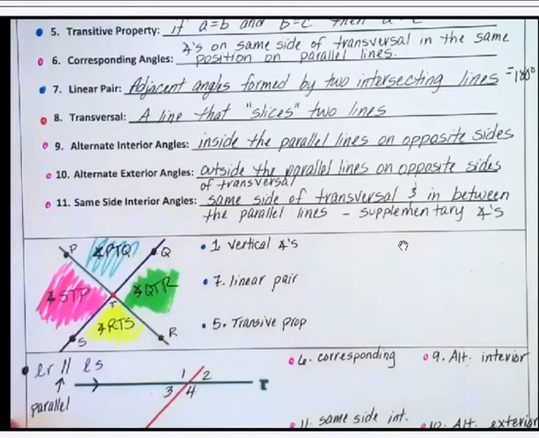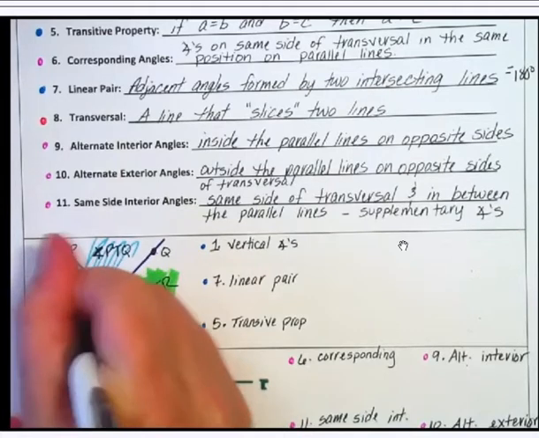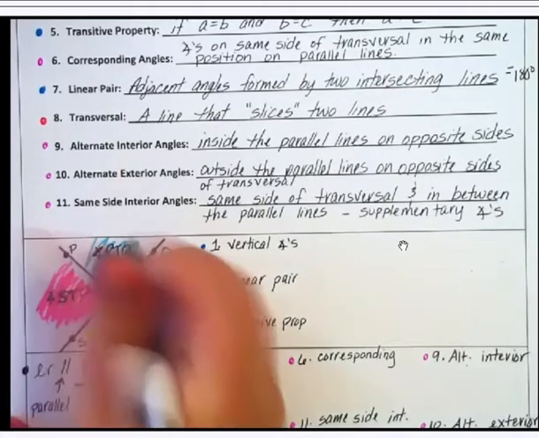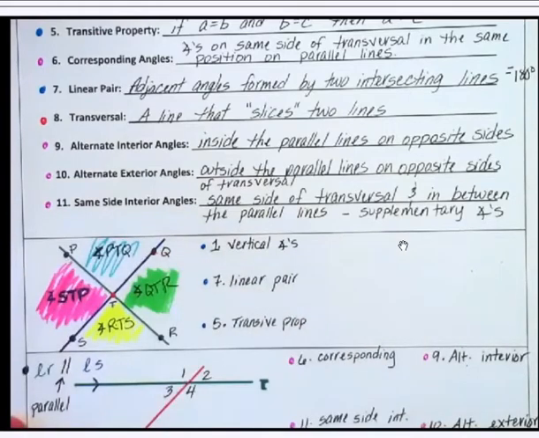Now, yes, technically you can go backwards. You could have said P, T, S, as long as the T is in the middle. And let me try to make this darker for you. As long as the T is in the middle, then you're okay.